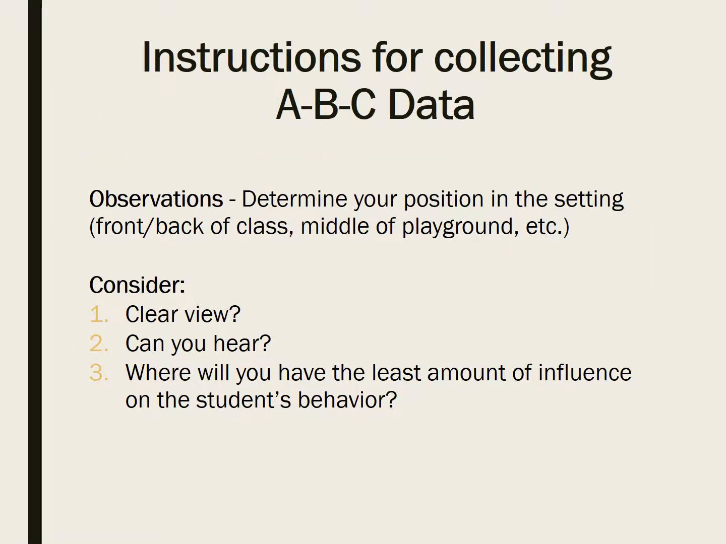Some instructions for collecting ABC data: when you're in the classroom doing observations, you need to determine your position and seating. Are you going to be in the front of the class? In the back of the class? Maybe in the middle of the class or middle of the playground? Things to consider: do you have a clear view of the student? Can you hear the student? Where can you be placed to have the least amount of influence on the student's behavior?